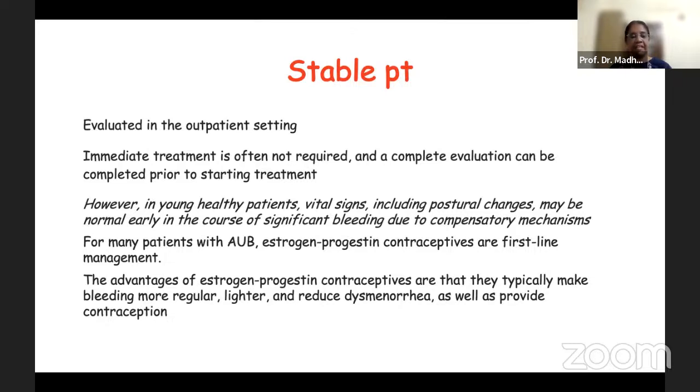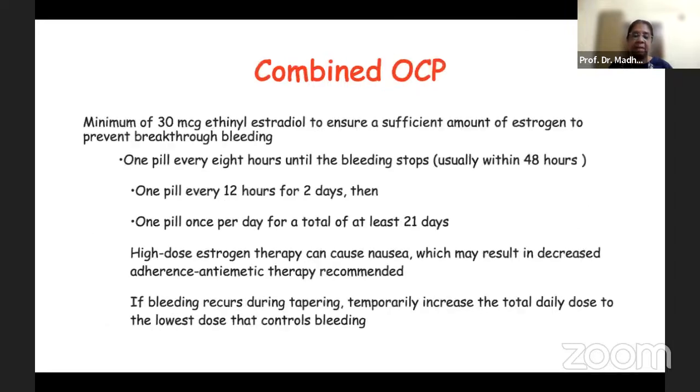And for many patients with AUB, estrogen progesterone contraceptives are the first line management. In all books, in all UpToDates, they have said the combined pills are excellent and the first line management of AUB. The advantages they say are, they make the bleeding more regular, lighter, they reduce dysmenorrhea and provide contraception. If you tell people to take hormones, they're very reluctant. But people are very happy to take combined pills because at some point in life, people are using combined pills and they are more familiar with them.